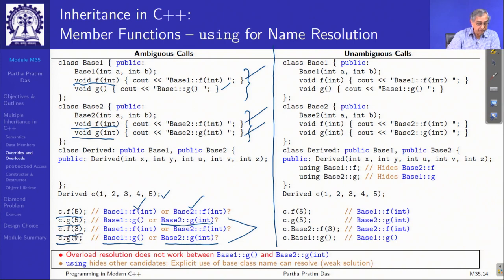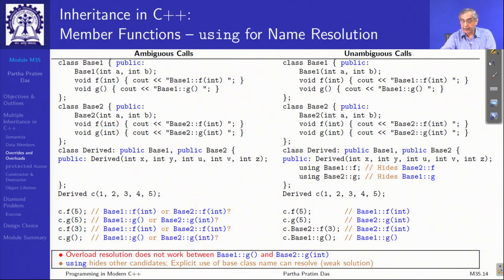Finally, if I have f c dot f 3, we will again have that kind of confusion between base 1 and base 2. These are not an exhaustive list, but they are indicative, and show you what are the possible confusions that can happen. So, on the right, I try to disambiguate this.